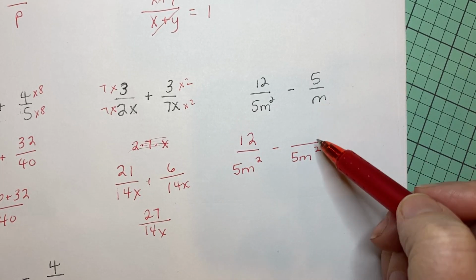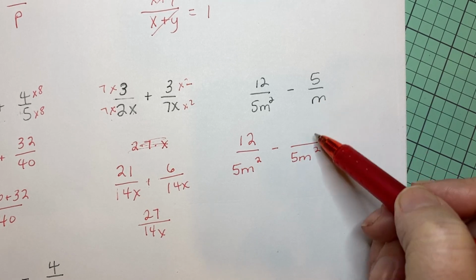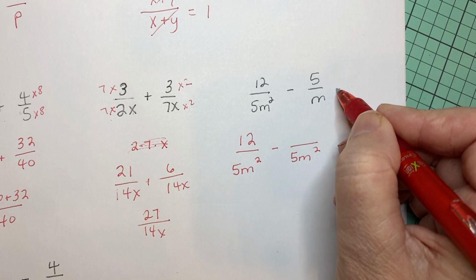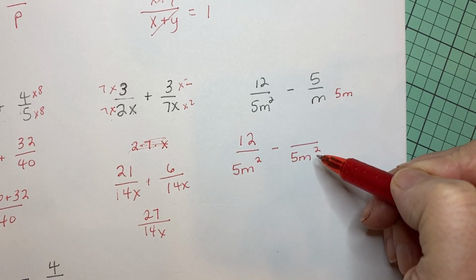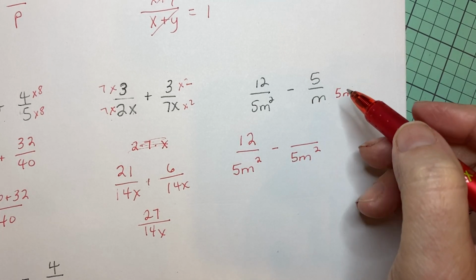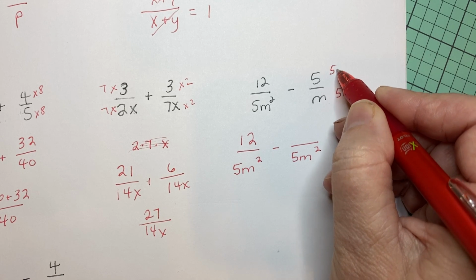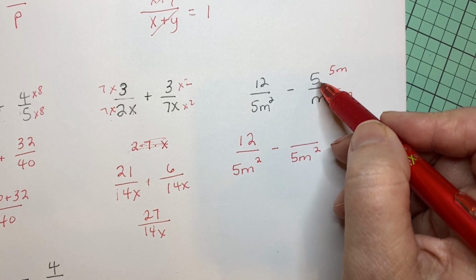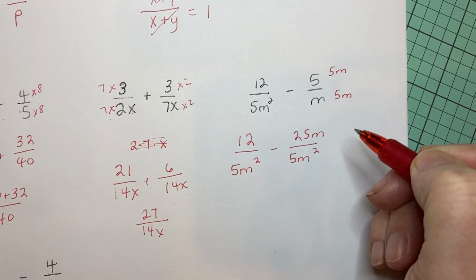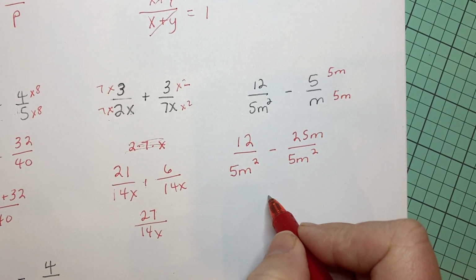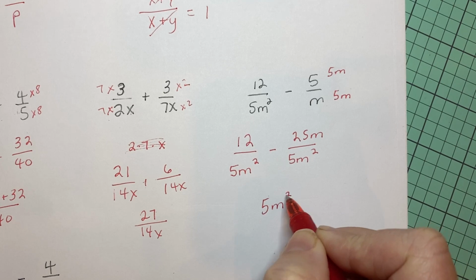Then from m to 5m squared, you're comparing what you're missing. Do you see up here, I'm missing a 5 and I'm missing an m, because that's what I would need to make that 5m squared. So I need to multiply the same thing to the top. 5 times 5m is 25m. Then you bring down the common denominator.